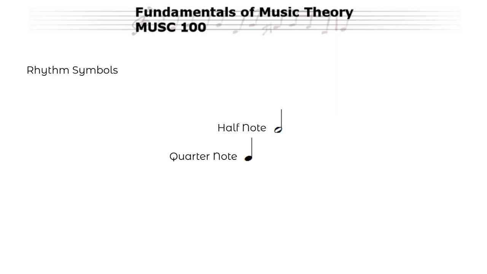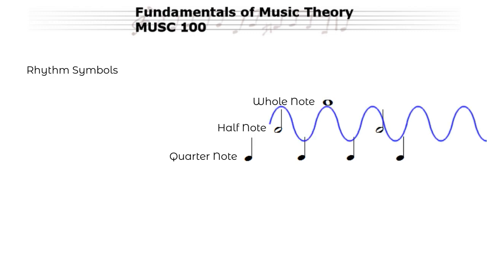A half note is twice as long as a quarter note. It's written as an open note head with a stem. The whole note is an open note head with no stem. It's equal in length to 2 half notes and also equal in length to 4 quarter notes.